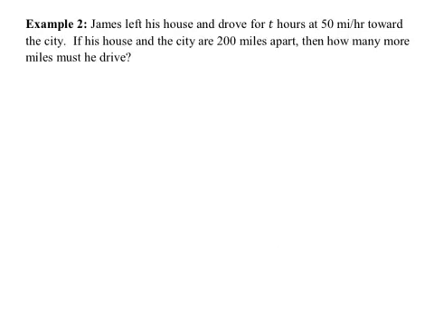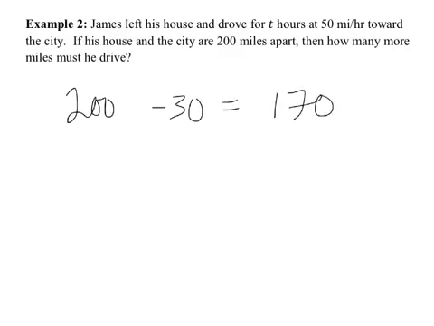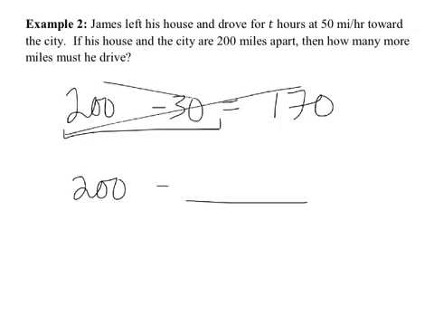Example 2. James left his house and drove for t hours at 50 miles an hour toward the city. If his house and the city are 200 miles apart, how many more miles must he drive? For this kind of problem, we have to think about what's left over. Whenever you want to determine what's left over, you subtract what you've done from the amount needed. So we want to go 200 miles. Let's say, hypothetically, we already drove 30 miles. We would say it's 200 minus 30 miles, and that would mean we'd have 170 left. So right away, we know the expression is going to look like 200 minus something. Let's put a blank here for now.